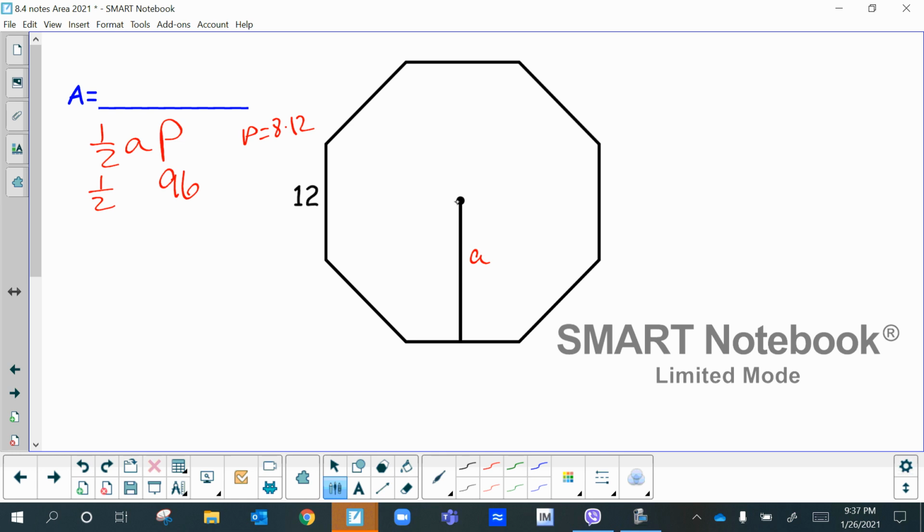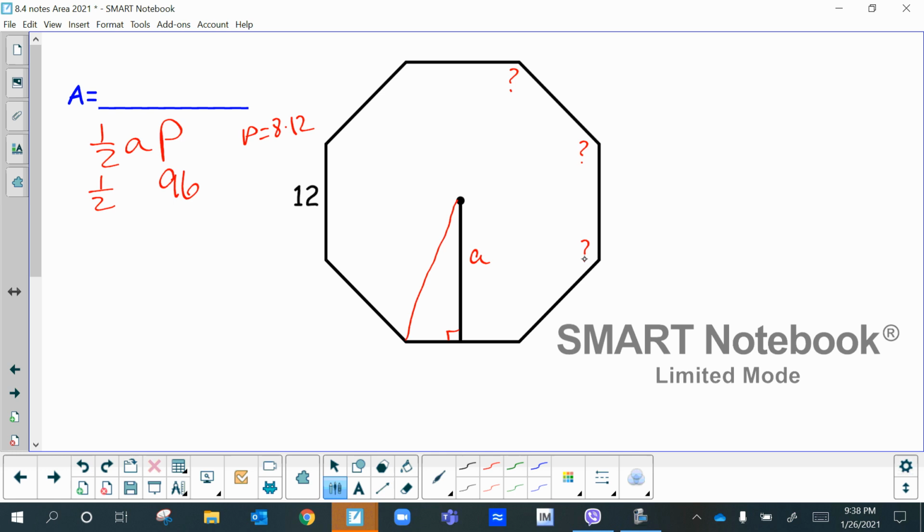Okay, so what do you want to do? You want to draw in that radius. Okay, and there we go. So this one's a little bit tougher. Okay, it's not 30, 60, it's not 45. How do you figure it out? Well, you know how to figure out the measure of each one of these angles.